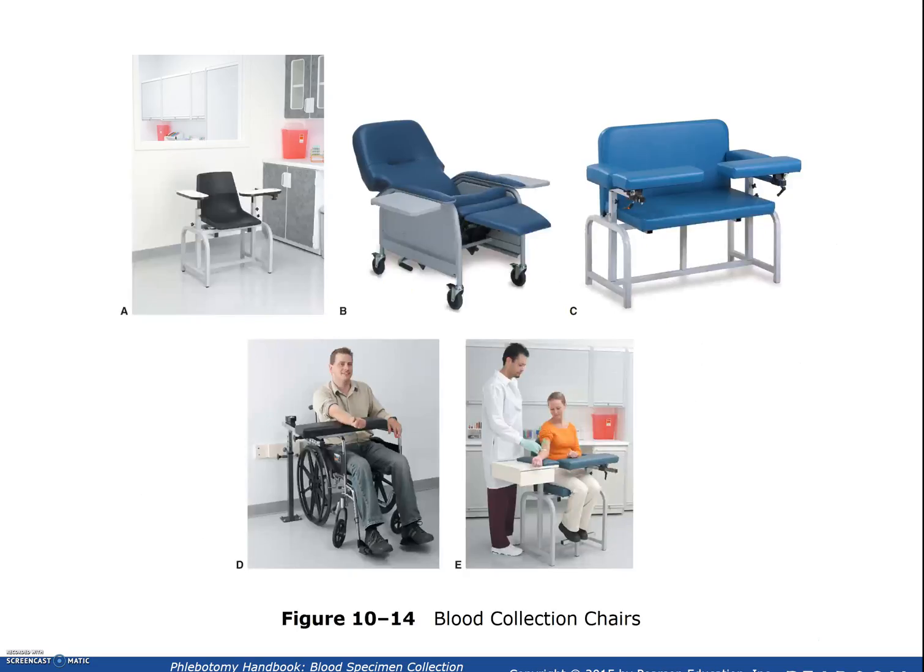These are just some examples of various draw chairs. These type B chairs are really nice in the hospital setting because if we have a patient that faints, we can immediately recline them back.